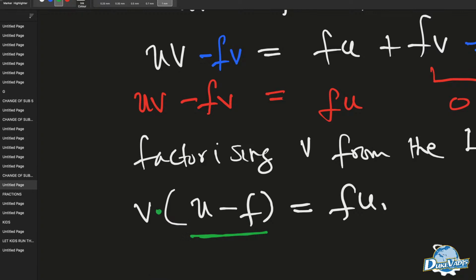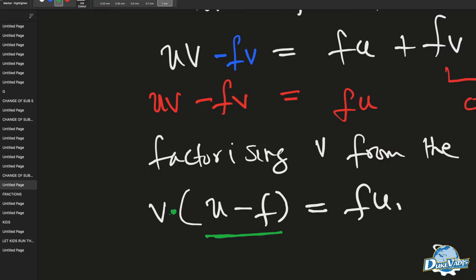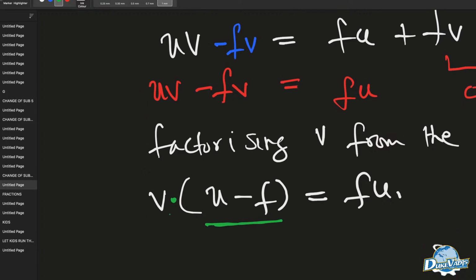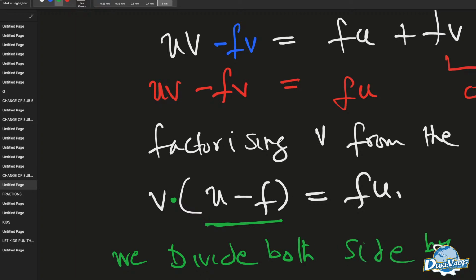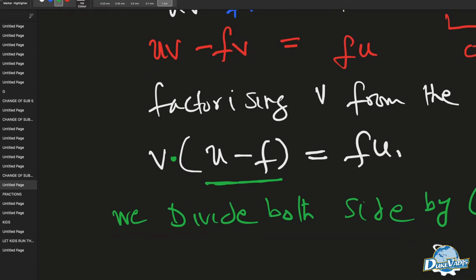You see, this is multiplying that. And we know that the inverse of multiplication is division. So we divide both sides by u minus f. Okay, we divide both sides by u minus f.